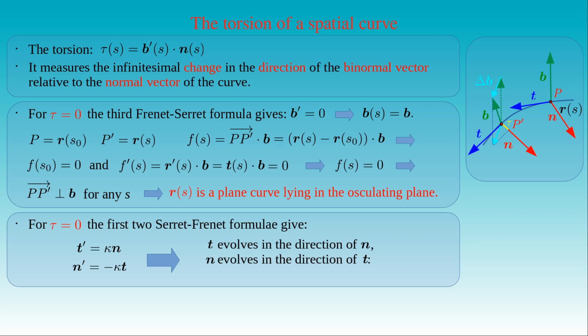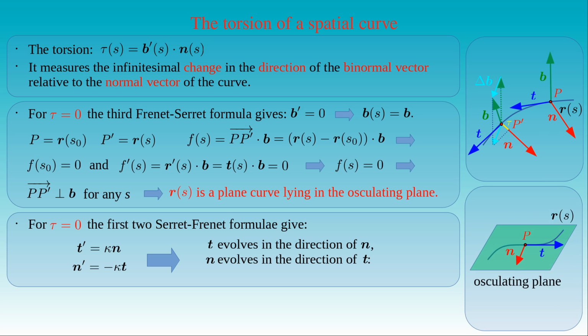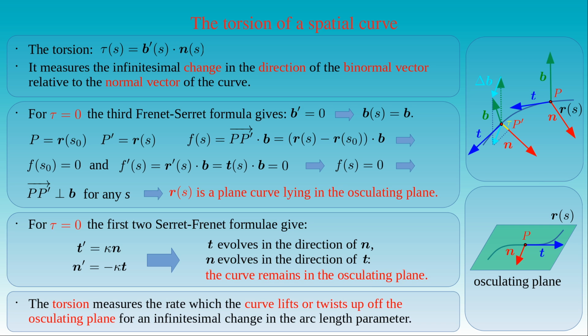Since the tangent t and the normal n are spanning the osculating plane, these evolution equations also show that the curve remains in the osculating plane determined at the original point P at the arc length parameter s0. Thus we demonstrated that the torsion tau measures the rate at which the curve lifts or twists up off the osculating plane for an infinitesimal change in the arc length parameter along the curve. By introducing the Frenet-Serret frame, we can describe the velocity and the acceleration of a body moving along an arbitrary spatial curve in a convenient way.